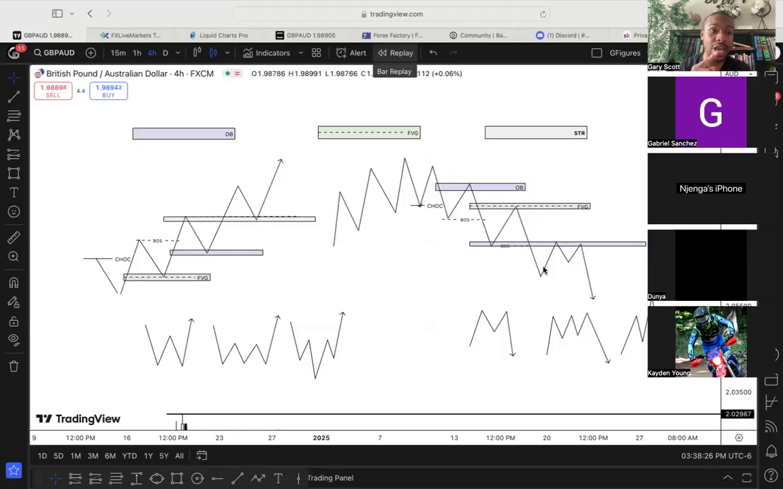Not being able to listen, not being able to see what's right in front of us is how they capitalize and get you to lose a lot of trades that you really should be winning, right?